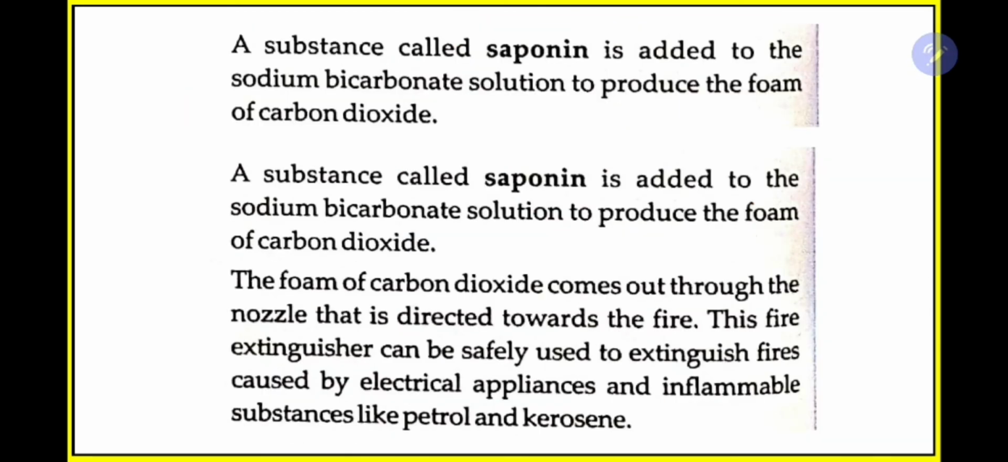A substance called saponin is added to the sodium bicarbonate solution to produce the foam of carbon dioxide. So saponin is another substance, as I told just now, used to prepare the foam of carbon dioxide, and then the foam is sprayed. The foam of carbon dioxide comes out through the nozzle. There will be a nozzle pipe, so the foam will come out and be directed towards the fire. Similar to the fire extinguisher where they throw water, here we are throwing foam.